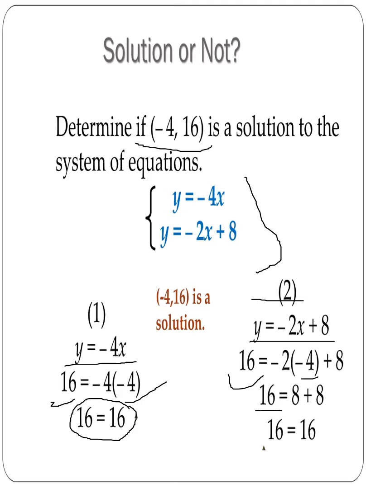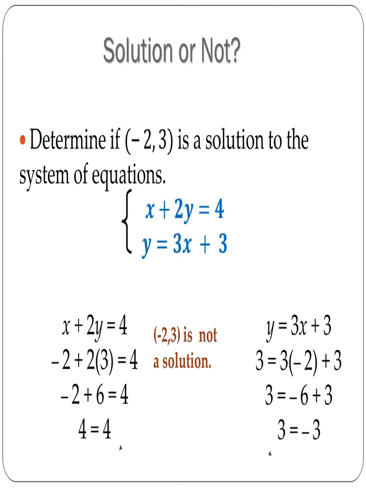Similarly, our left hand side is 16, and this minus 4 into minus 2 becomes plus 8, and this side is 16. So 16 equal to 16. That means RHS is equal to LHS. That means this ordered pair satisfies both of the equations. So we will say minus 4 comma 16 is a solution for the given pair of linear equations.